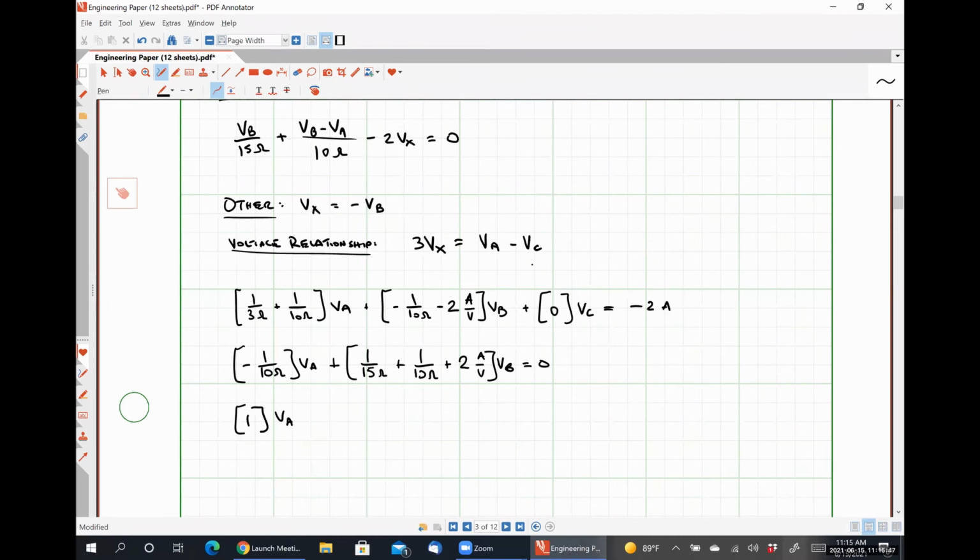When I move 3VX to the other side, that's going to be minus 3VX, where VX is negative VB, so that's going to look like plus 3VB plus negative 1 VC is equal to 0. And now I can solve for those three voltages, which is as simple as putting that stuff into my calculator. I'm slightly annoyed with myself that my example problem didn't work out exactly how I wanted it to, but that's okay. So solving this is just throwing stuff into our calculator, which isn't particularly difficult.